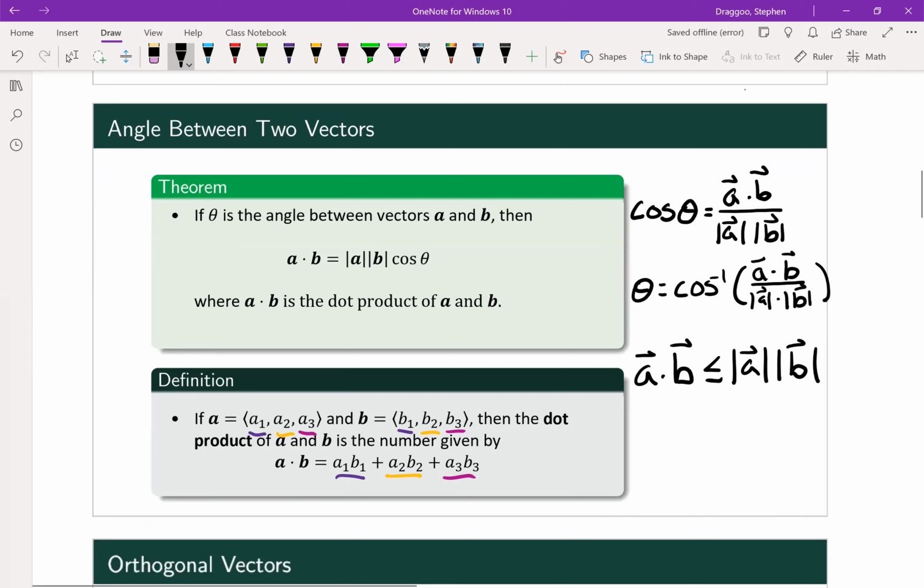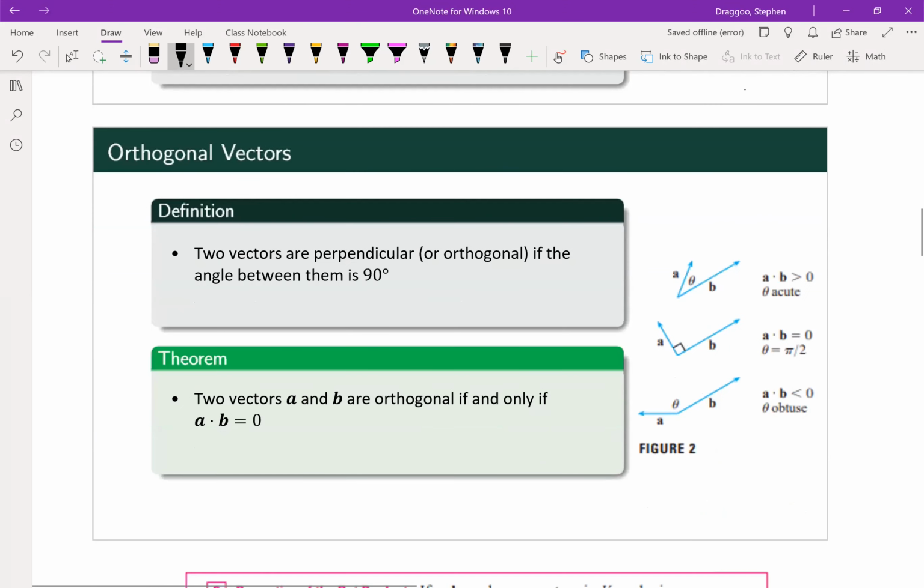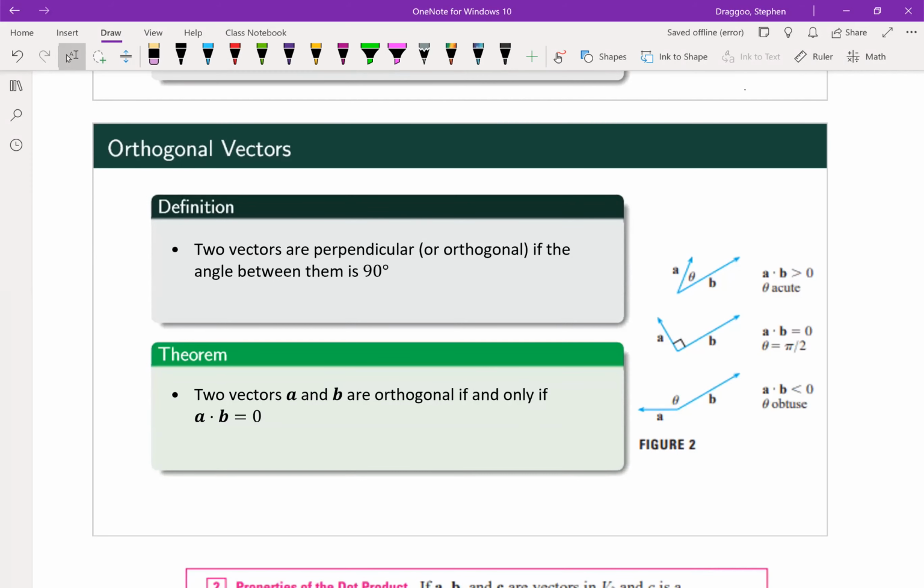Right. Let's move on then to a definition of what orthogonal vectors are. So we'll say that two vectors are perpendicular or orthogonal, which is the three-dimensional word for perpendicular, if the angle between them is 90 degrees. So same definition for orthogonal that we have for perpendicular, just again, orthogonal lets us expand into 3 dimensions. And we have a theorem from this section that says that two vectors A and B are orthogonal if and only if the dot product of those two vectors is 0.